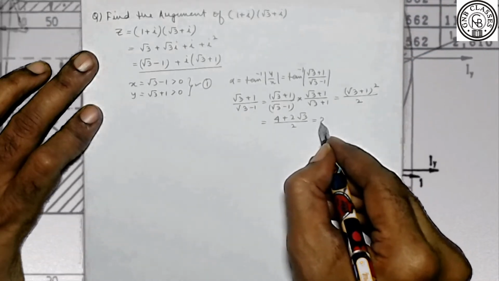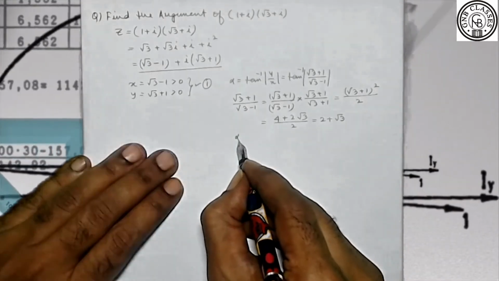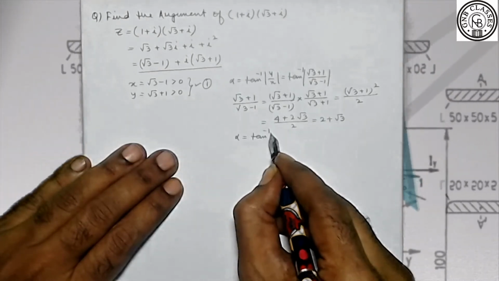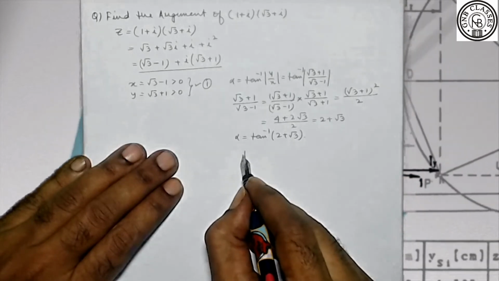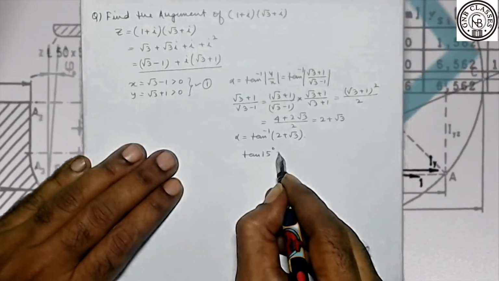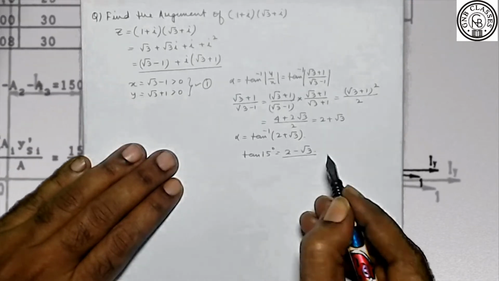So it is coming to 2 plus root 3. Is it clear? Therefore, alpha is tan inverse 2 plus root 3. Now you have to know one thing, that what is the value of tan 15 degree? Tan 15 degree is basically 2 minus root 3. This value you have to remember.